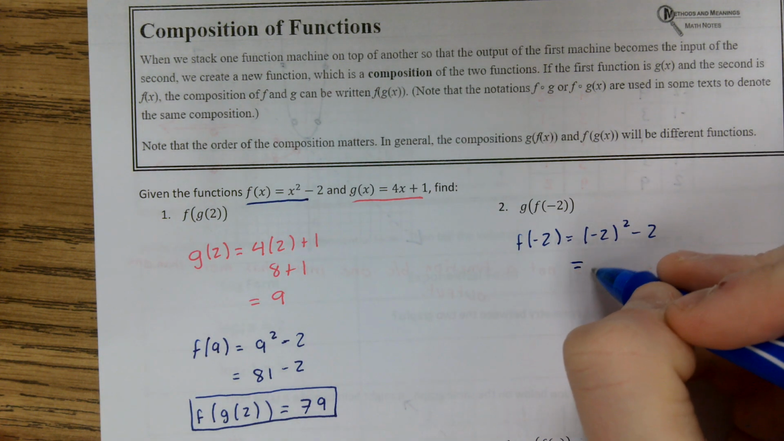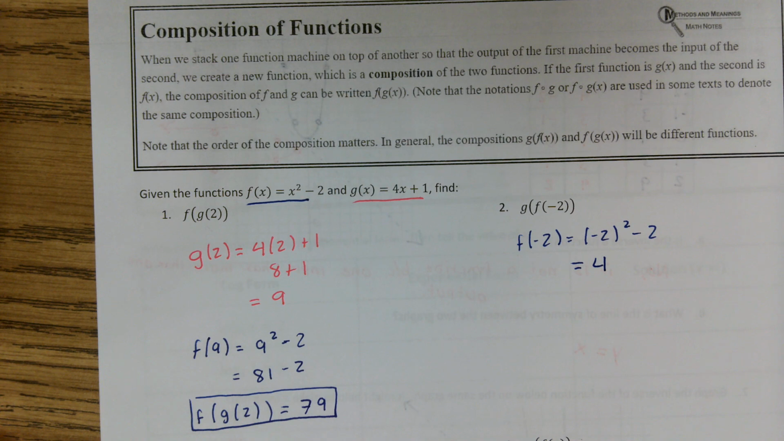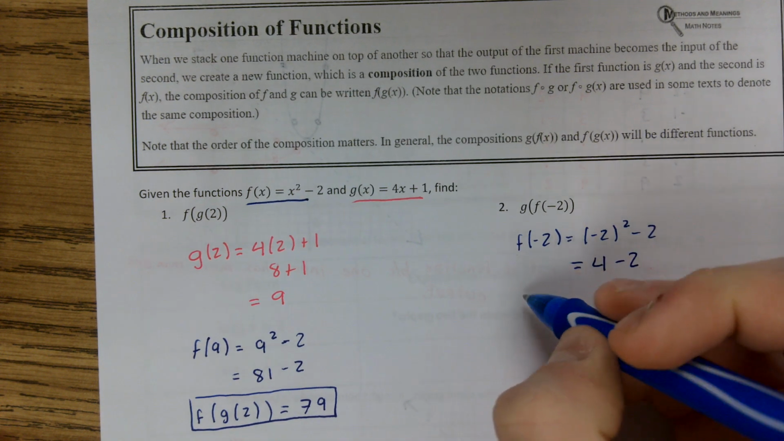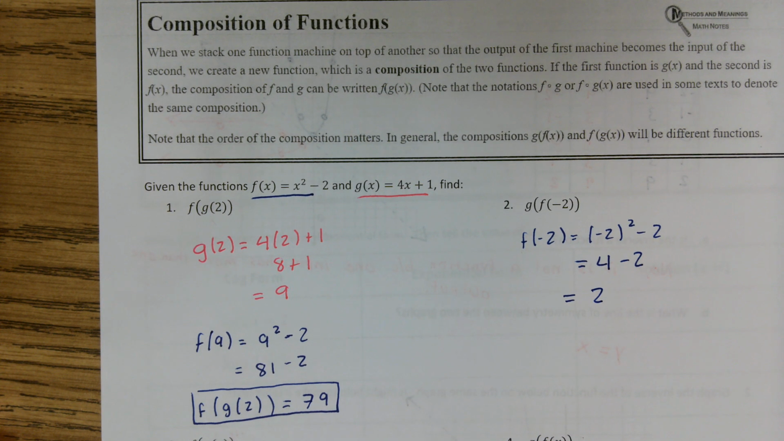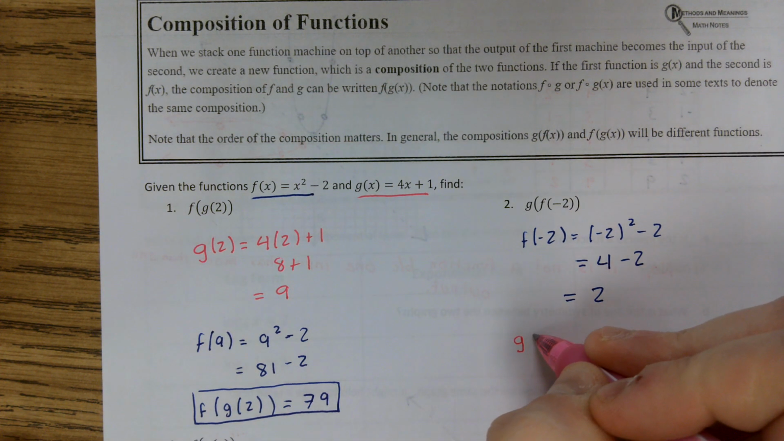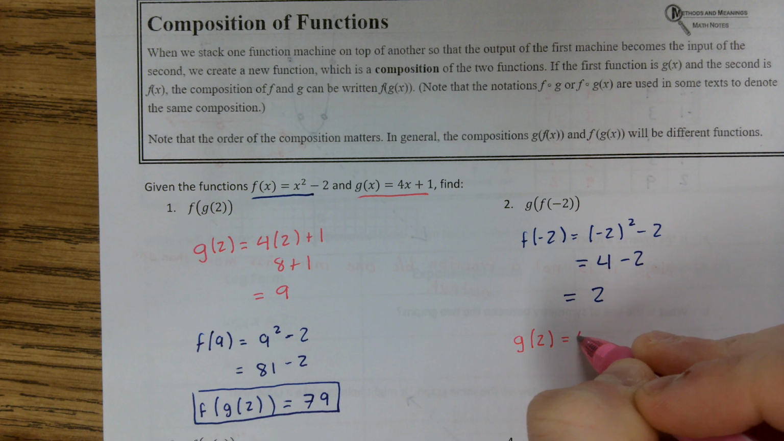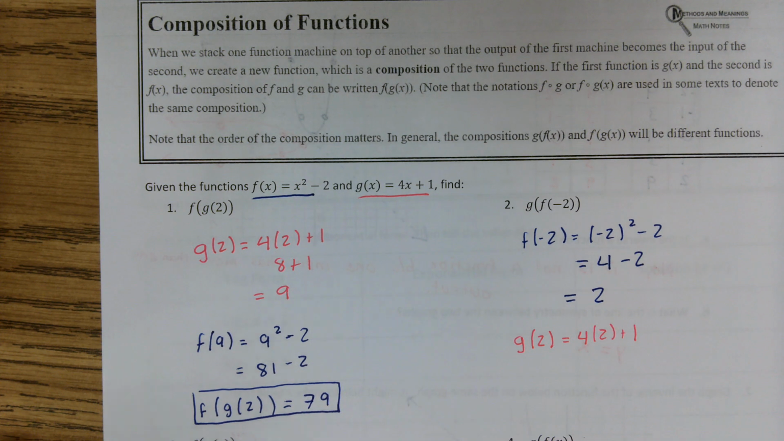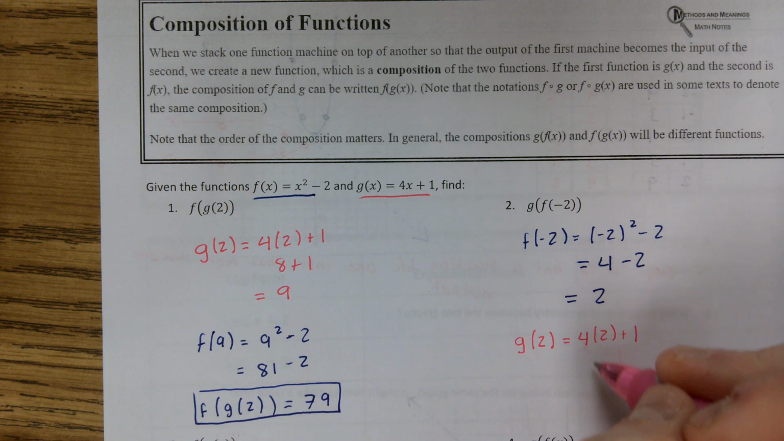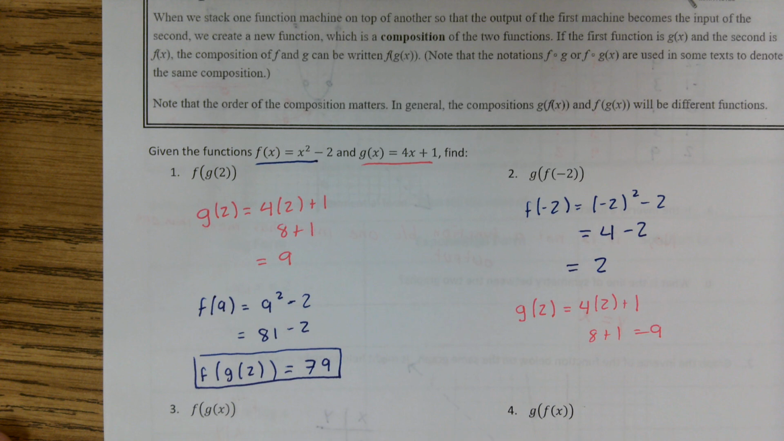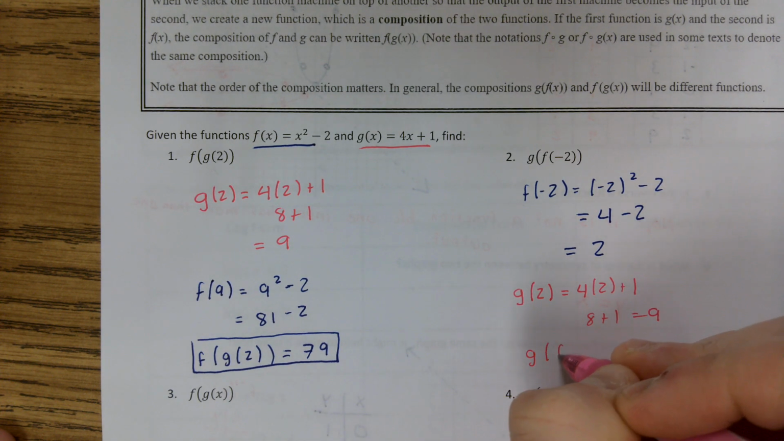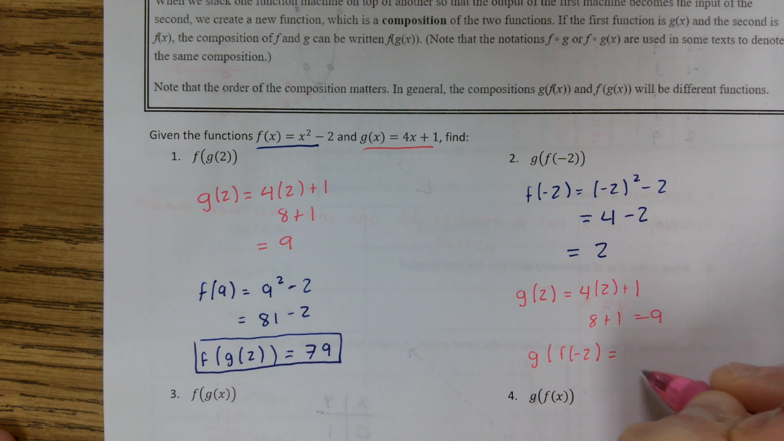Negative 2 squared, since it's in parentheses, is positive 4. Minus 2 gives you the value of 2. Now again, we take that value of 2 and substitute it into the g function. So g of 2 is equal to 4 times 2 plus 1. We did that up above: 4 times 2 is 8, plus 1 gives us the value of 9. So g of f of negative 2 is equal to positive 9.